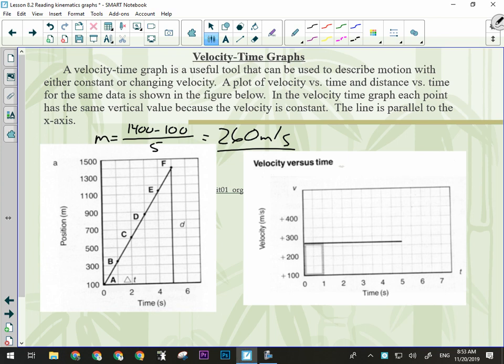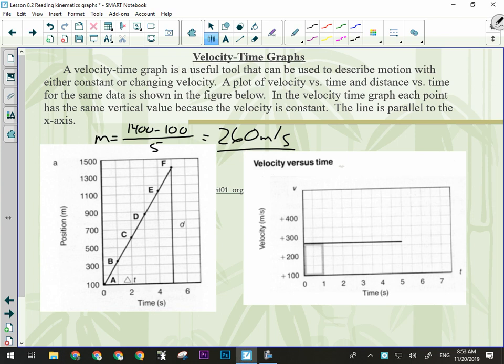So the graphs look very different, but they're showing exactly the same thing, right? From a position perspective, we see the position is changing equally every second because the speed or velocity is constant. On this graph, it's showing no change, because the thing it's graphing isn't changing, right?